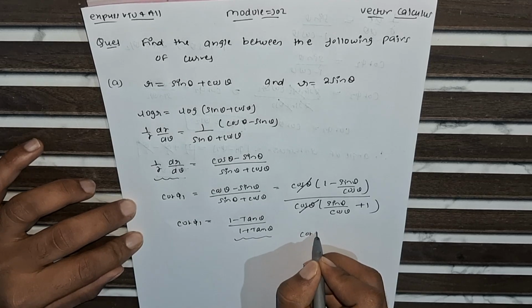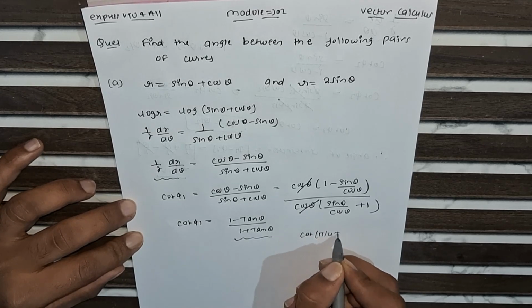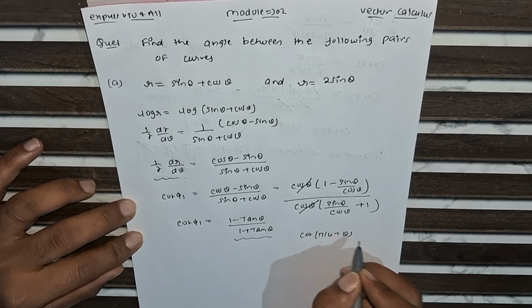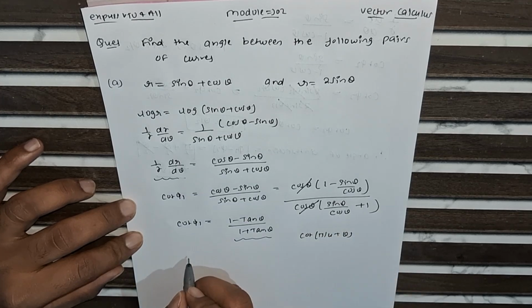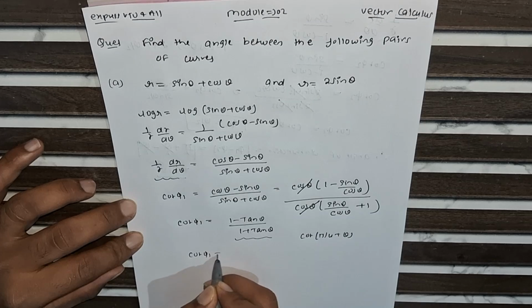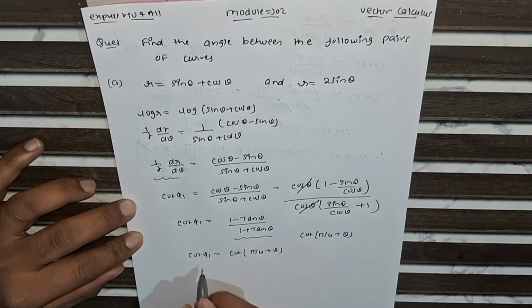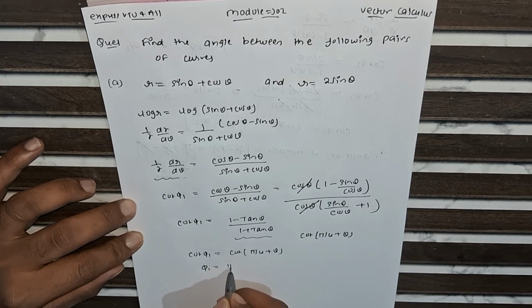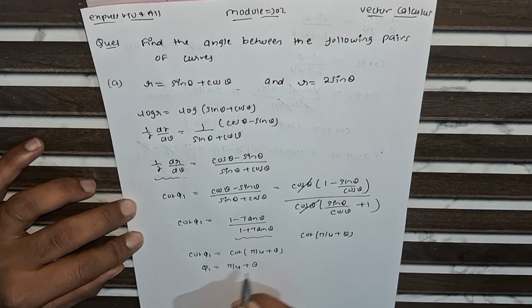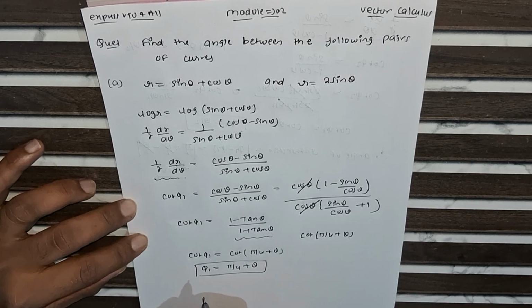So here, using the identity, we can write it as cot of pi by 4 plus theta. So cot phi 1 is equal to cot of pi by 4 plus theta. So phi 1 is equal to pi by 4 plus theta. This is our first curve.